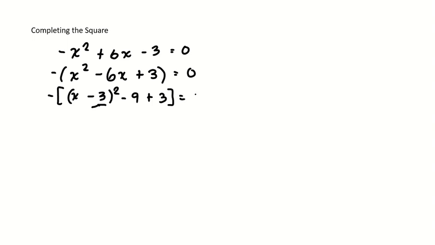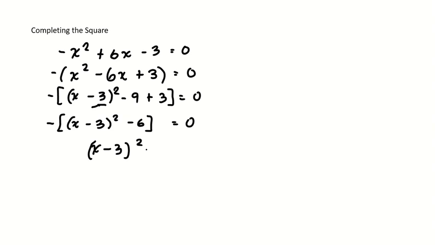And there you have it. All we have to do now is to simplify. Sorry, x minus 3 squared. Negative 9 plus 3 is negative 6. Okay. Negative 1 times this is 0, so this must be equal to 0. So we say x minus 3 squared minus 6 is equal to 0.